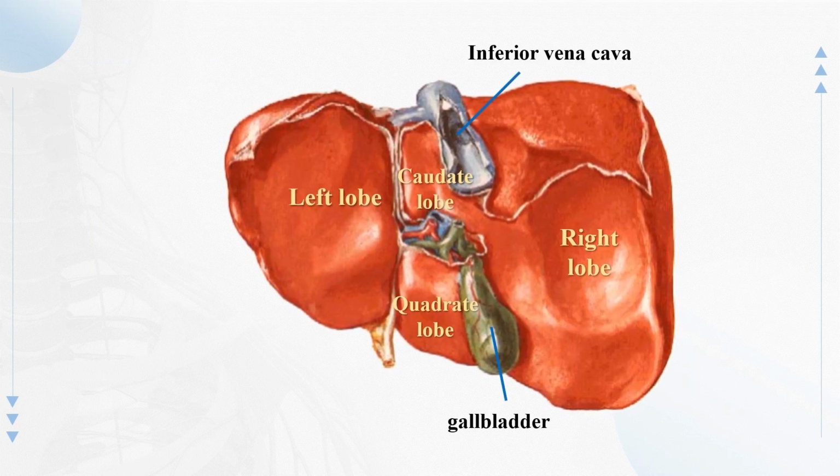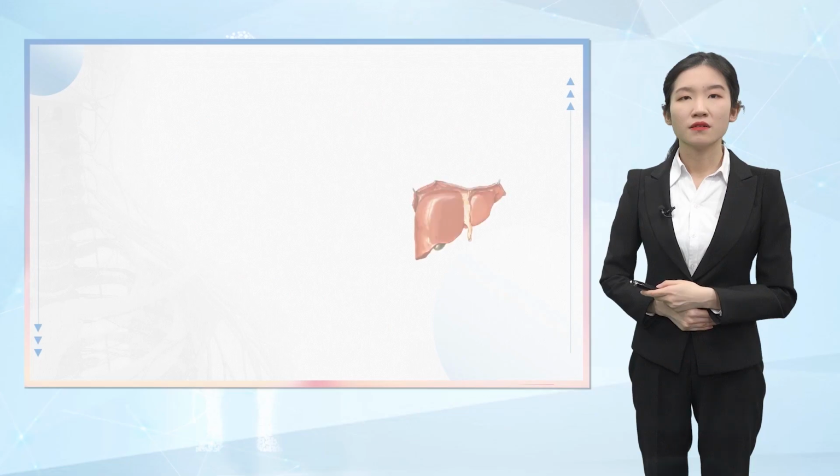Please look at this picture. In this picture, we can see inferior vena cava, gallbladder, left lobe, caudate lobe, right lobe, and quadrate lobe.